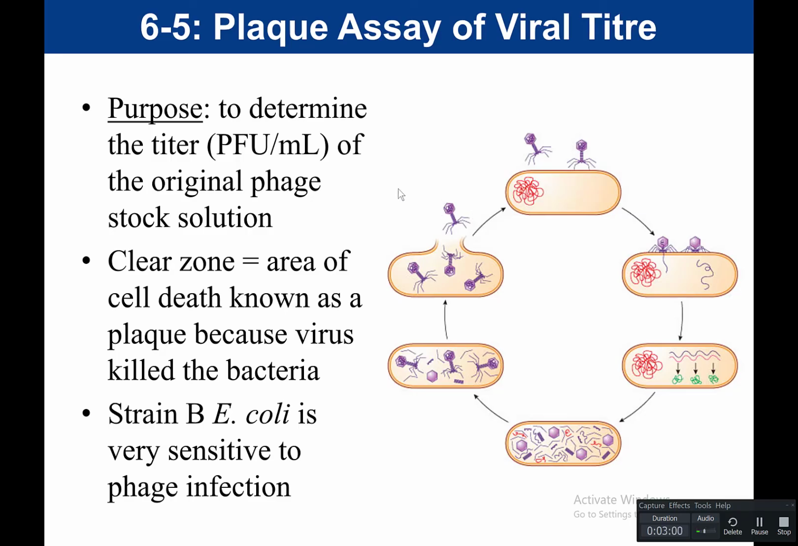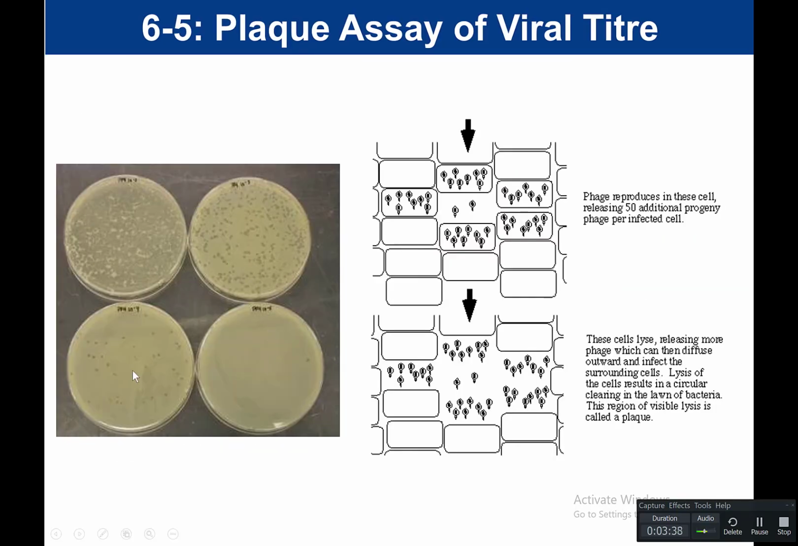And so what you're going to see is when the virus infects this bacteria, and it then causes this bacteria to lyse, we end up on our plates with what we call a clear zone. A clear zone is an area of cell death that's known as a plaque. And that's because the virus killed the bacteria. And so we end up with these clear zones or these plaques on our plate. And so let's take a look at that in a little more detail to understand how do we get these clear zones.